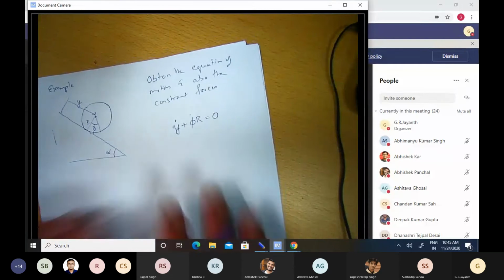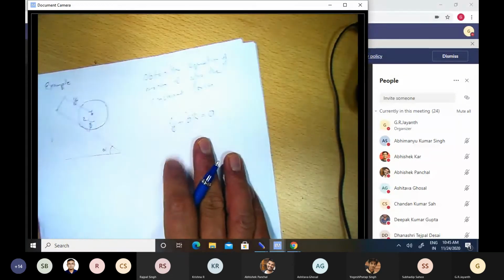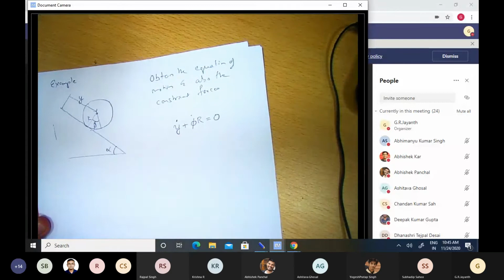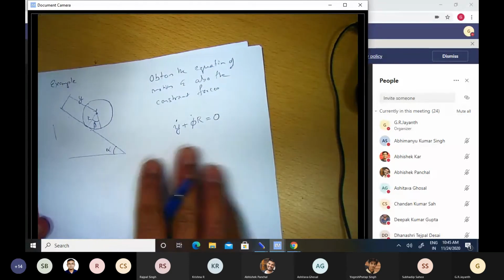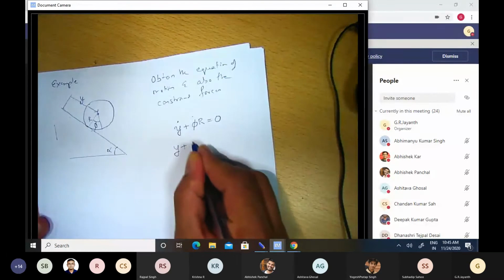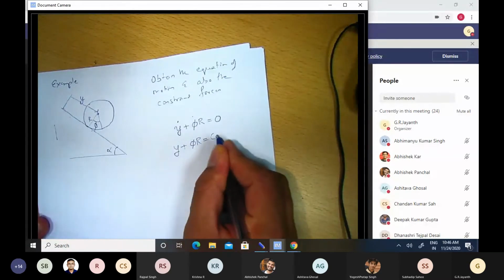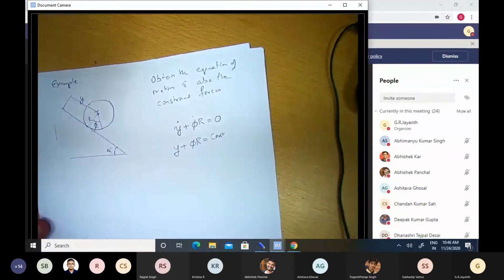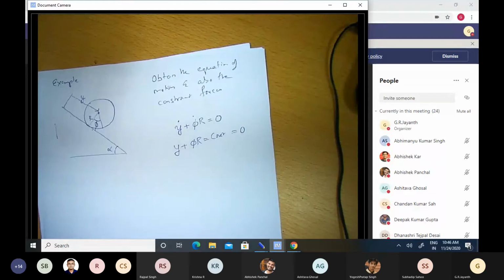Okay, so this is, as stated, a non-holonomic constraint because it is not a function of y and phi alone, but it is an integrable constraint, right? So I can integrate this and simply have y plus phi times r is a constant, and I can choose my origin in such a way that this constant can be set equal to 0. You can even have it be a non-zero constant. It will still not matter for our analysis.